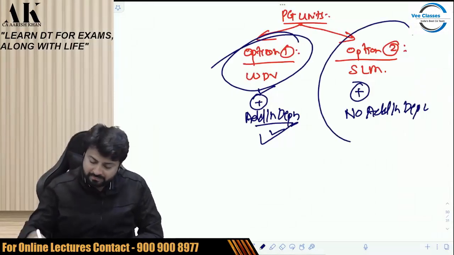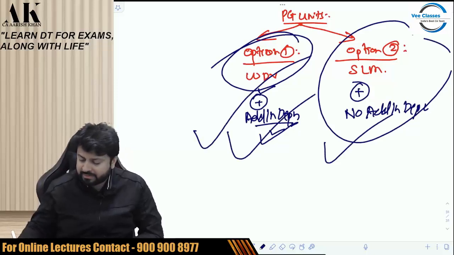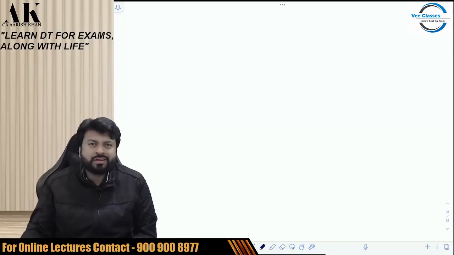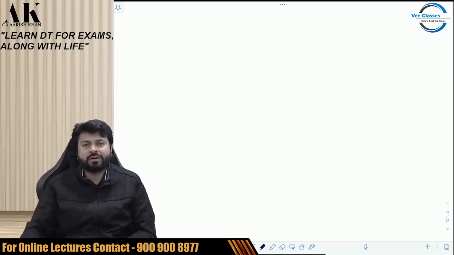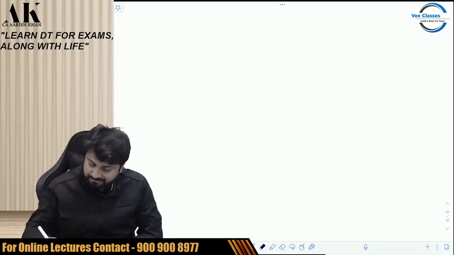Now coming to SLM. We have done WDV, we have done additional depreciation. Now we are interested in SLM depreciation. So how is SLM depreciation computed? It's the most simple thing in this world. Whatever is the cost of the asset, you have to depreciate a percentage of that every year in the same manner. There is no change of depreciation in SLM. Every year the depreciation amount will remain the same.